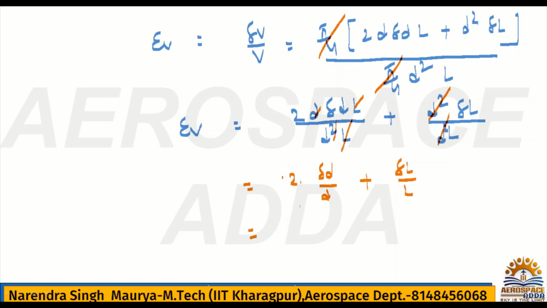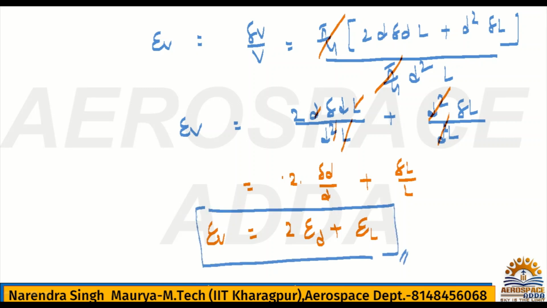So ultimately what you got? In the direction of diameter, one strain will be there. So it is nothing but epsilon d. You can write 2 into epsilon d, the strain in diameter, plus the strain in length, epsilon L. That is nothing but epsilon v. That is the change in volumetric strain. Epsilon v is nothing but volumetric strain.